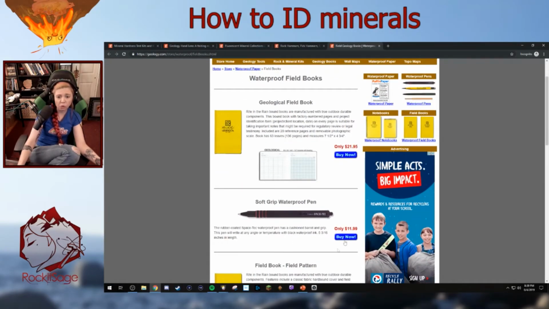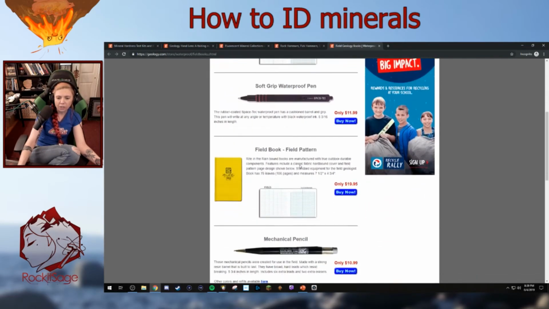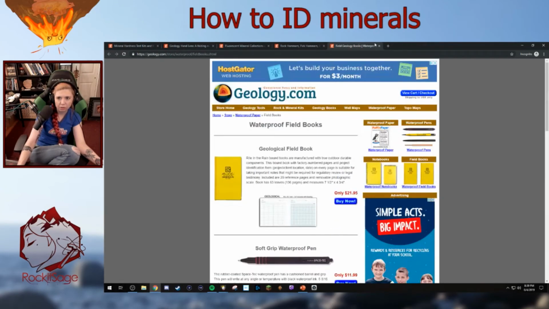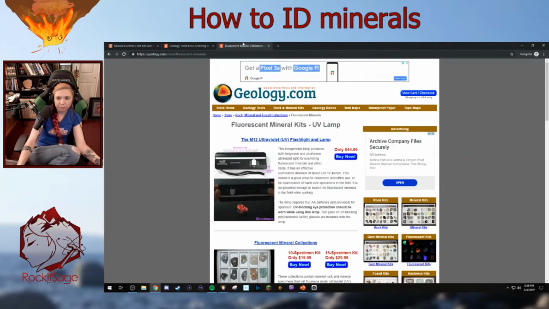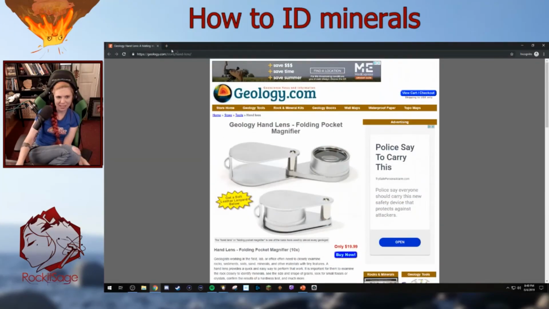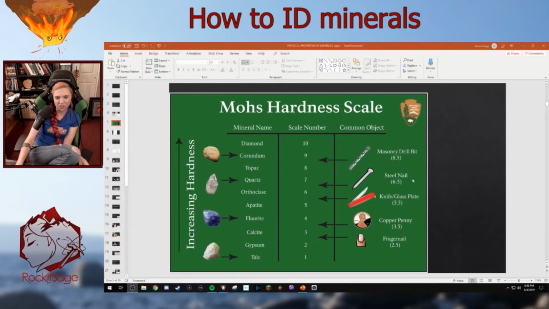Geologic field books are great in the field because they're waterproof. So yeah, you can't really erase in them because they just make a mess, but they're really great in the field. So that's the fluorescent stuff. That's the hand lenses if you want those. All right, geology.com is one of the areas you can find a good amount of information.